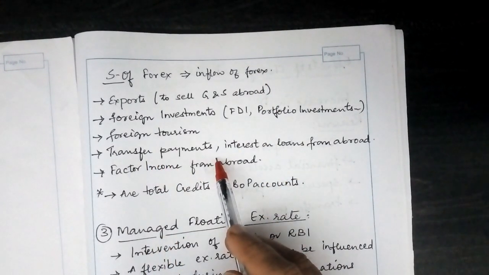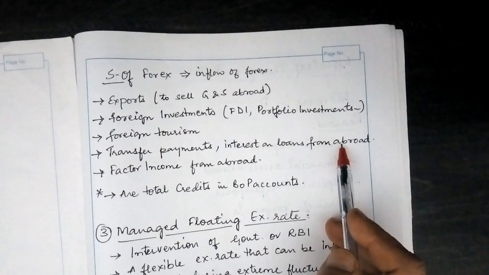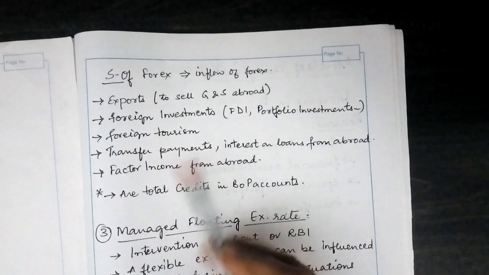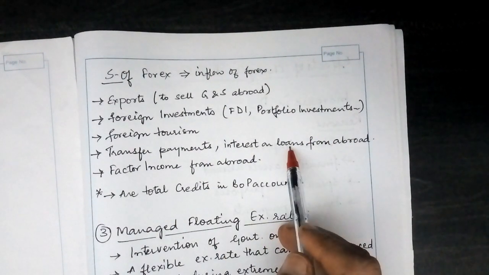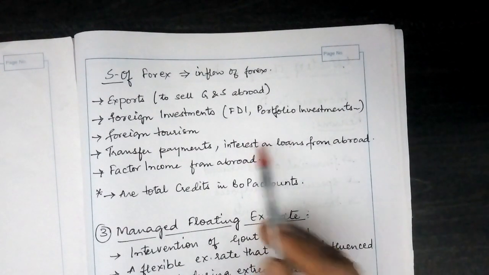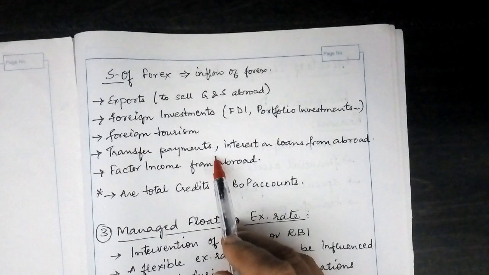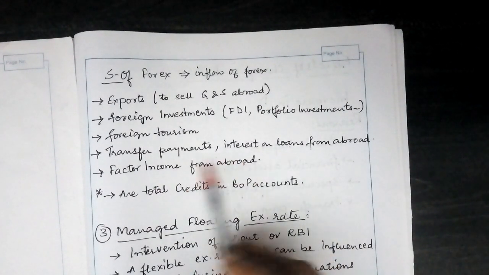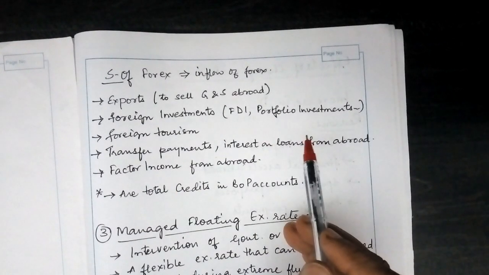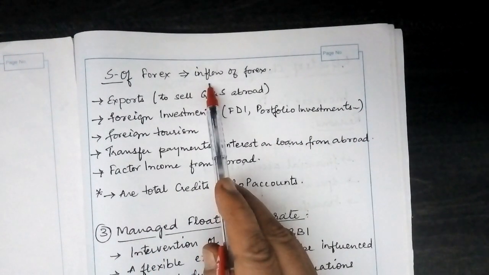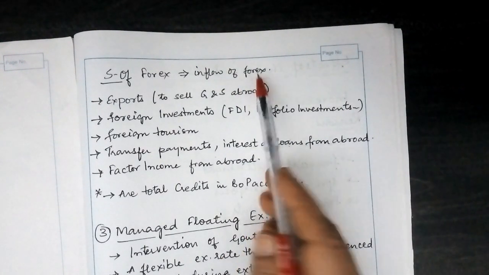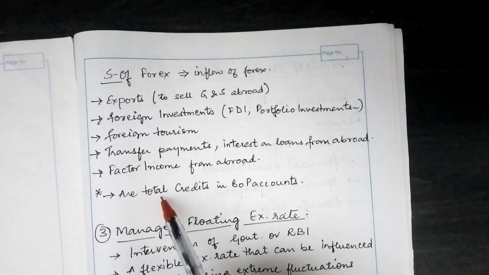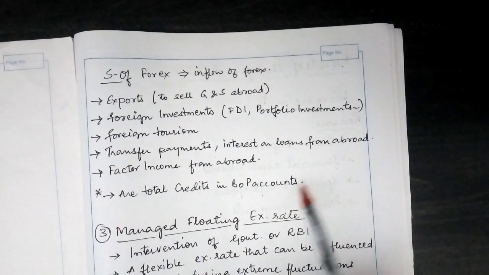The other one is transfer payments or interest on loans from abroad. When you get gifts from somebody living outside the country, the foreign currency moves into the country. Or when you have given a loan to somebody staying outside the economy, they pay interest, and so the foreign currency moves in. Then factor income from abroad. For a factor service done for people outside our country, we receive factor income. Hence there is an inflow of foreign exchange. Since these are inflows of foreign exchange and add to the balance of payments, they are the total credits in the balance of payments accounts.